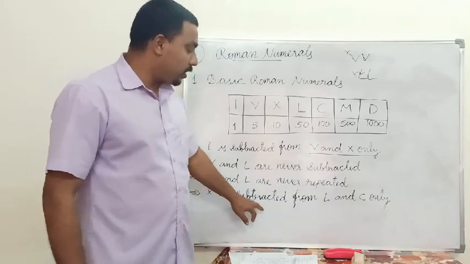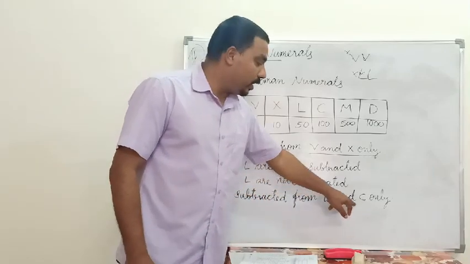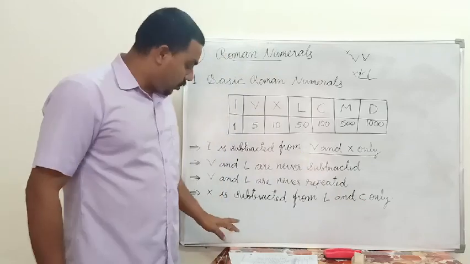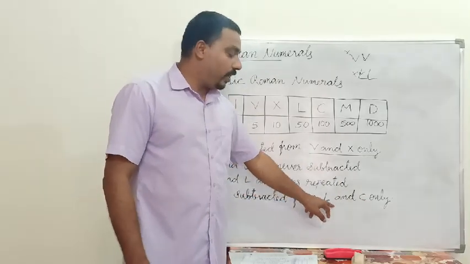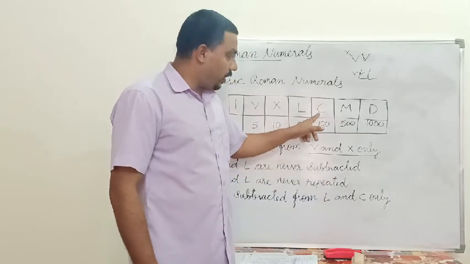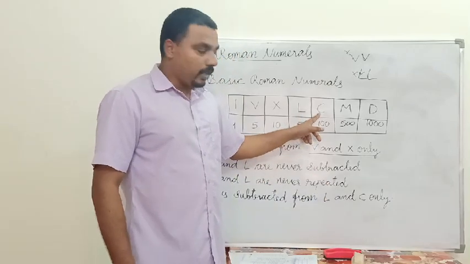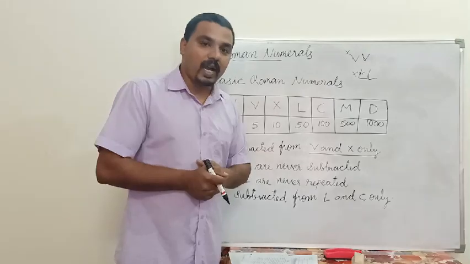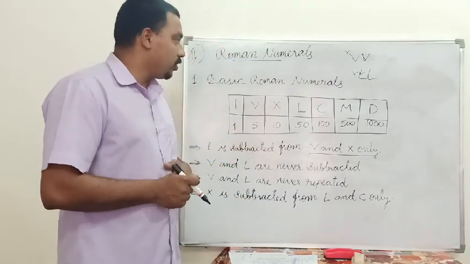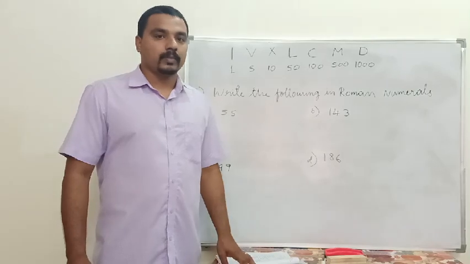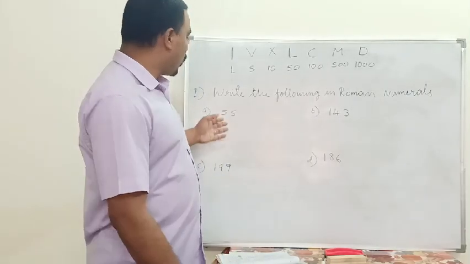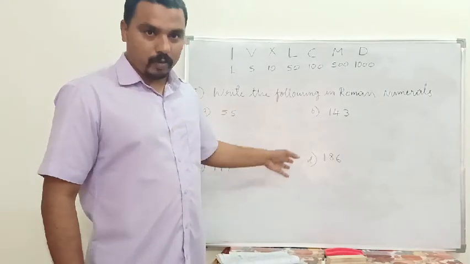10 is subtracted from 50 and 100 only. So the last one is: 10 is subtracted from 50 and 100 only. Let us see how to subtract and how to add Roman numerals to make the numbers. Let us see how to write the numbers in Roman numerals.